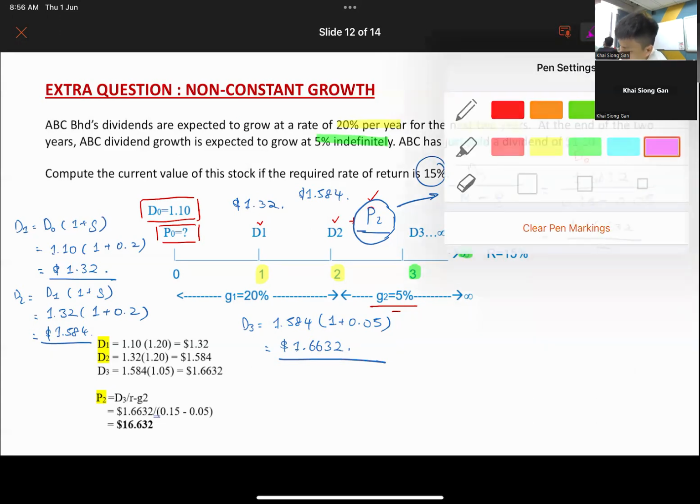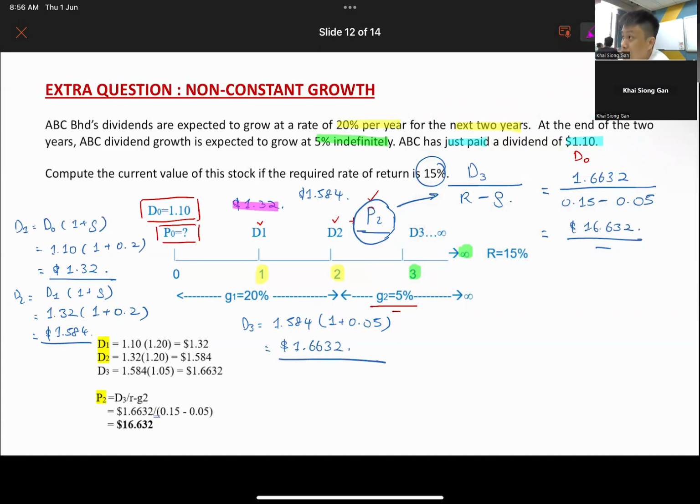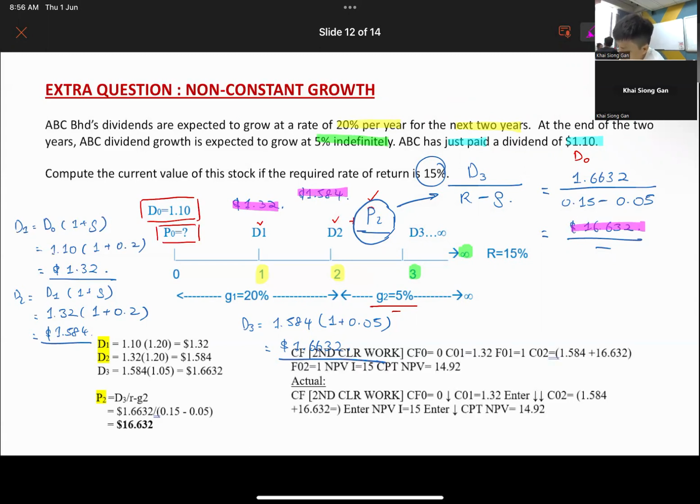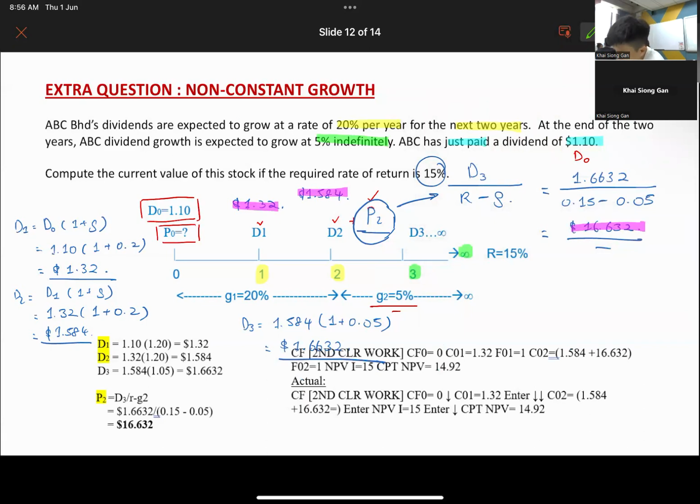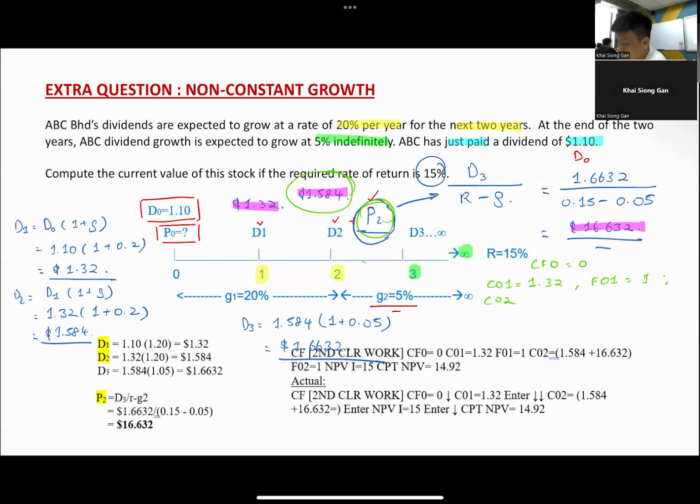So now I want to calculate my present value. I have to use this amount that I highlight in pink, this amount, and this amount. So let's see how we are going to do. Same thing here, you use the NPV. First of all, you press the cash flow, second clear work. You put CF0 equals 0 as usual. C01 means the dividend they receive in year 1 is 1.32, right? So 1.32, and how many times you receive it? One time, so the frequency is only 1. And then C02, in year 2 you receive this dividend plus this P2, because from year 3 onwards, it will grow constantly already. So we need to calculate this P2 in. So I have to use 1.584 plus 16.632. So how much is the amount?